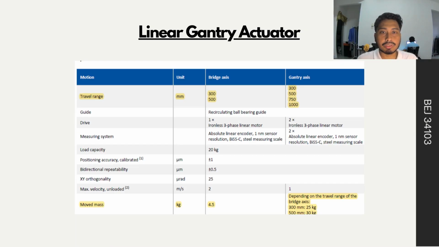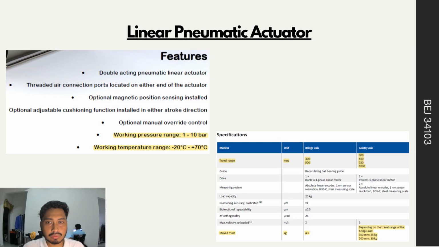And then for the linear gantry, the travel range is divided into two axes, which are bridge and gantry. For the bridge, the travel range is from 300 to 500 millimeters. For the gantry, it is from 300 until 1000. Right, so for the linear actuator, the working pressure range is from 1 to 10 bar, while the working temperature range is from 20 degrees Celsius until 70 degrees.